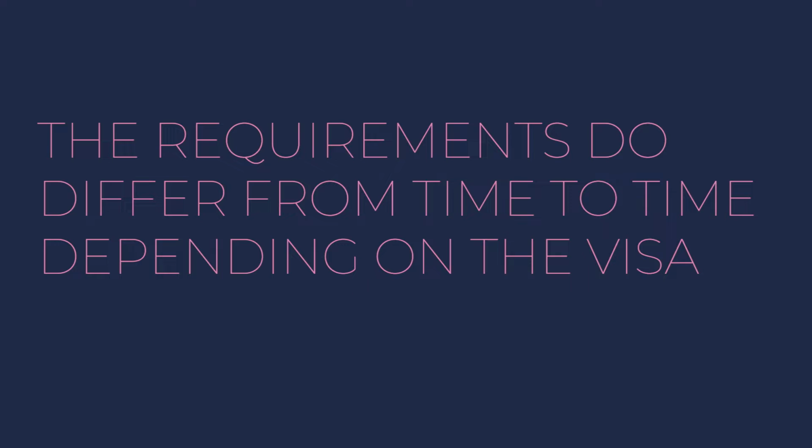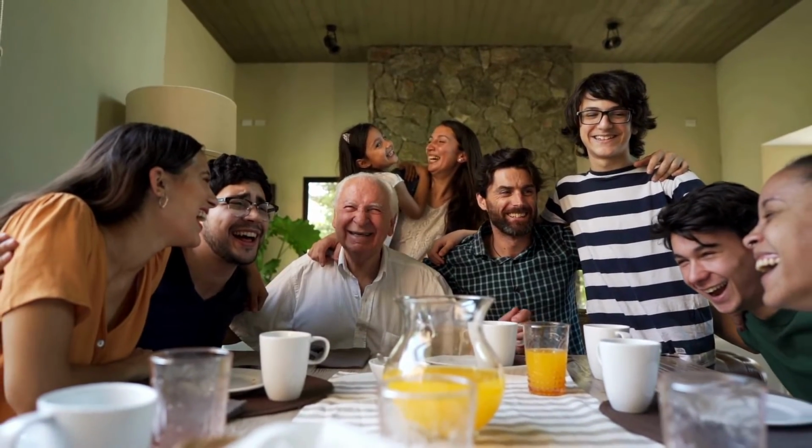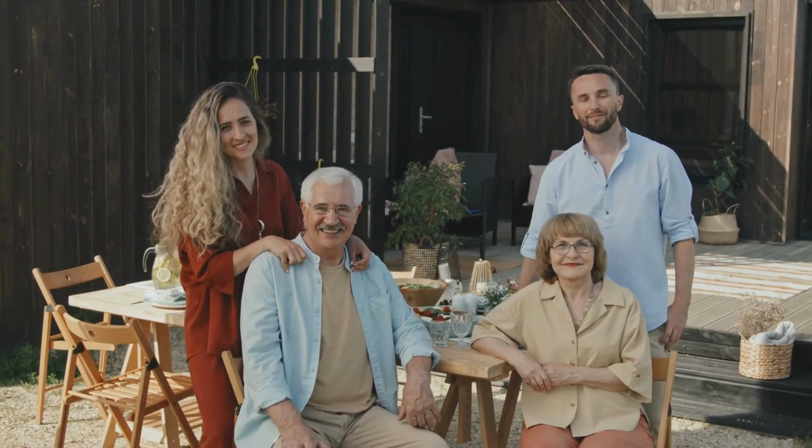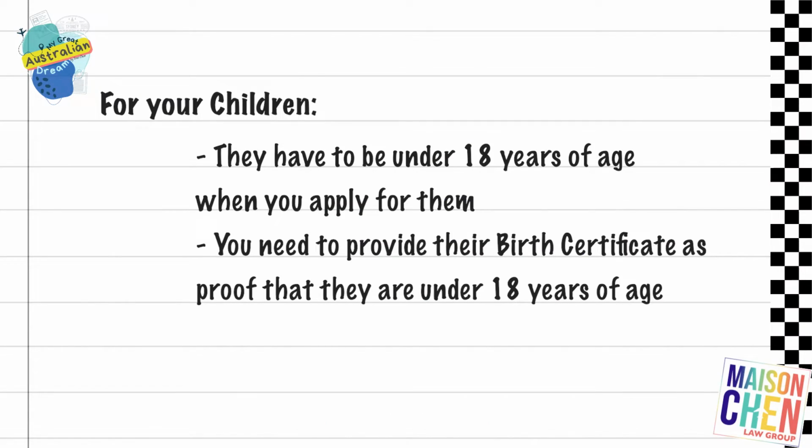So the requirements do differ from time to time depending on the visa, and I'll talk about those in detail, but let's just talk about the general requirements to bring your spouse or your children. Now, children, obviously, it's a little bit more straightforward. They are your children, and it also depends on their age. For the student visa, they do have to be under 18 years of age when you apply for them. Anyway, today we're talking more about the documents and the requirements to actually satisfy the requirements. So for children, it's pretty straightforward. If you have a birth certificate, and they are under the age required for that visa, which for a student visa is 18 years of age, they can come as a dependent on your student visa.